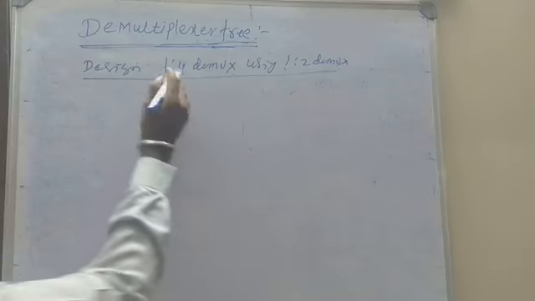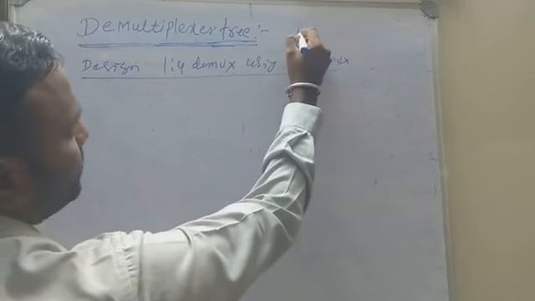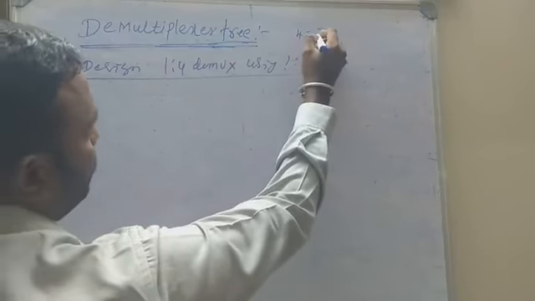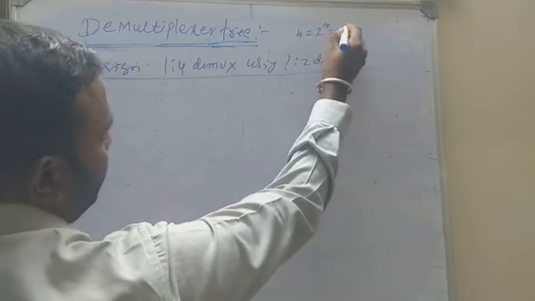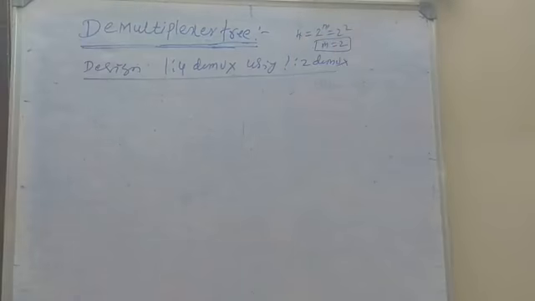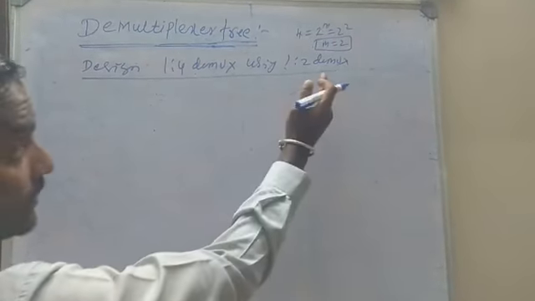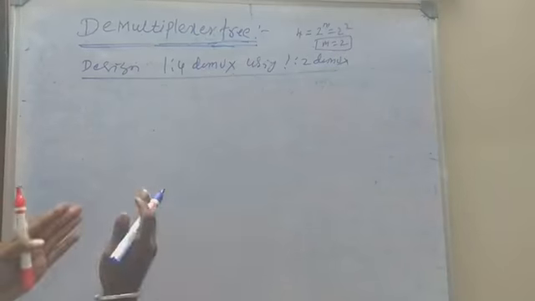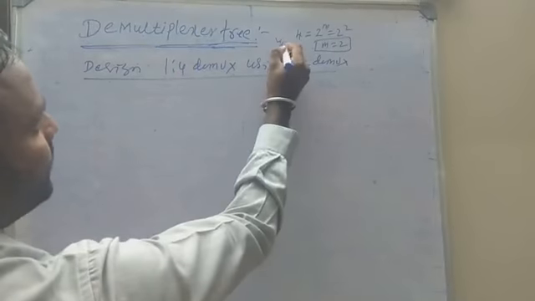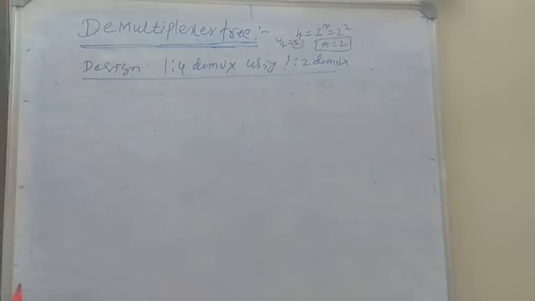So for that purpose, here our ultimate aim is what? 1 input and 4 outputs. So 4 outputs, that is equal to 2 power m, that is equal to 2 power 2. So m is equal to 2 selection lines are required for this one. Okay, so this 1:4 demux by using 1:2 demuxes. Okay, how many demuxes are required? For example, here 4 divided by 2, that is equal to 2 1:2 demuxes are required.